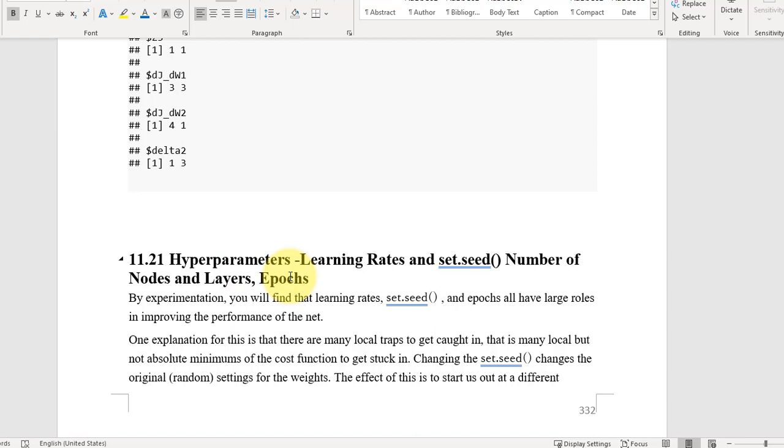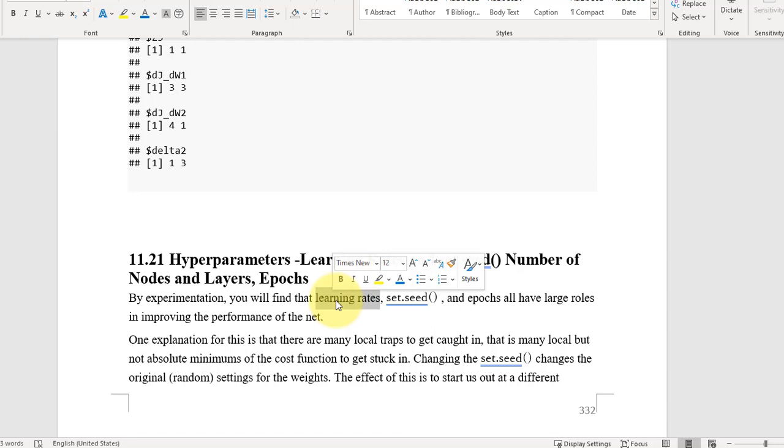So let's just read through this. By experimentation, we'll see that learning rates, set seed, and epochs all have large roles in improving the performance of the net. Now, of course, the learning rate will have some role in whether you're finding a lower point. Normally you think that the larger the learning rate, the faster you would get to a low point in the cost curve. But if the learning rate is too large, you might overshoot the low point of the cost curve.